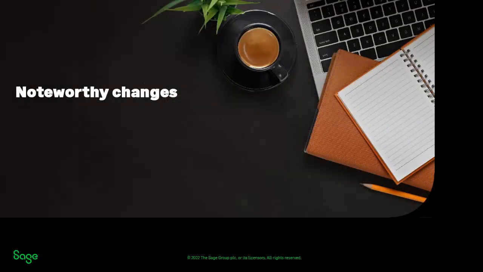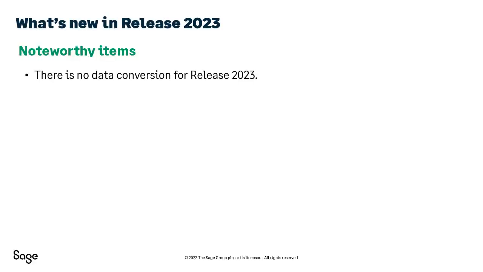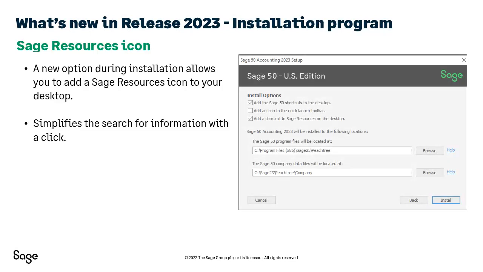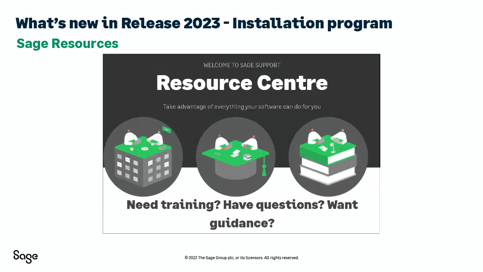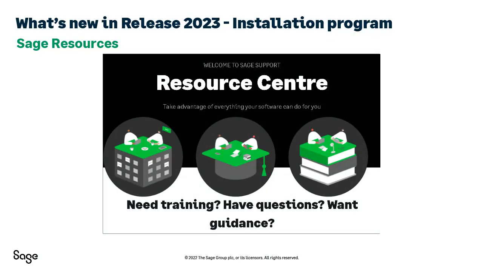Here are a few items that merit mentioning. There is no data conversion for the Release 2023 installation, and there is a minor addition to the Sage 50 installation program. During the Release 2023 installation, you will see a new checkbox allowing you to add a desktop shortcut for Sage Resources. Once you click the new Sage Resources icon, you will have quick access to information such as the Sage Knowledge Base, Sage University, and Sage City.